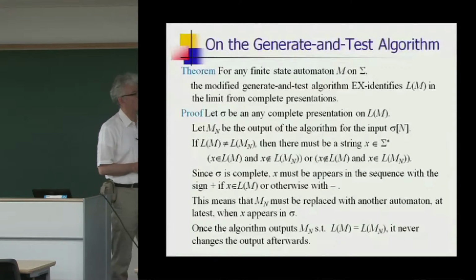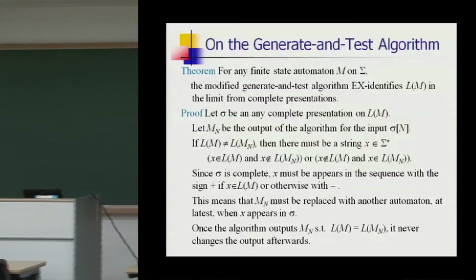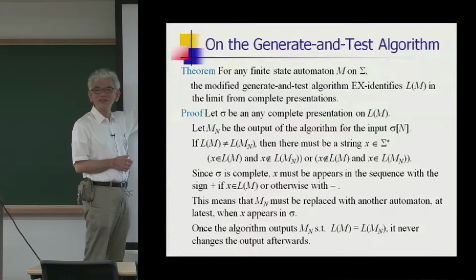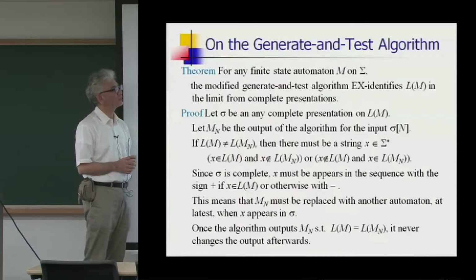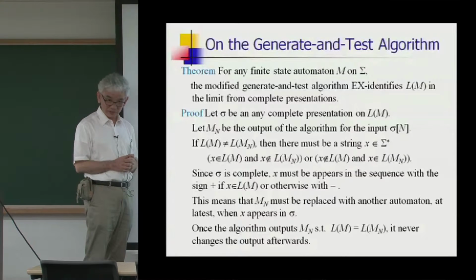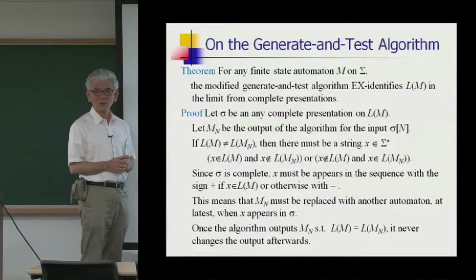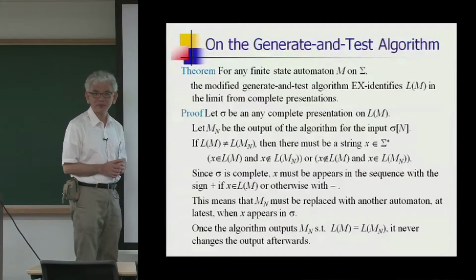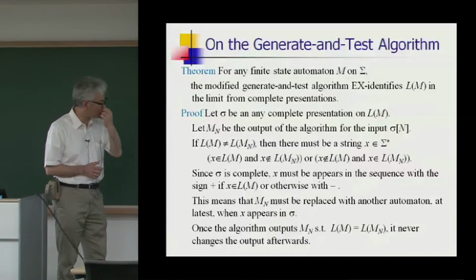Okay. So, hence we propose such a property, we sometimes use a mathematical presentation. For any finite state automaton M of sigma, the modified generate and test algorithm EX identifies L of M in the limit from complete presentations. Why? This is a proof, a very rough sketch of a proof.